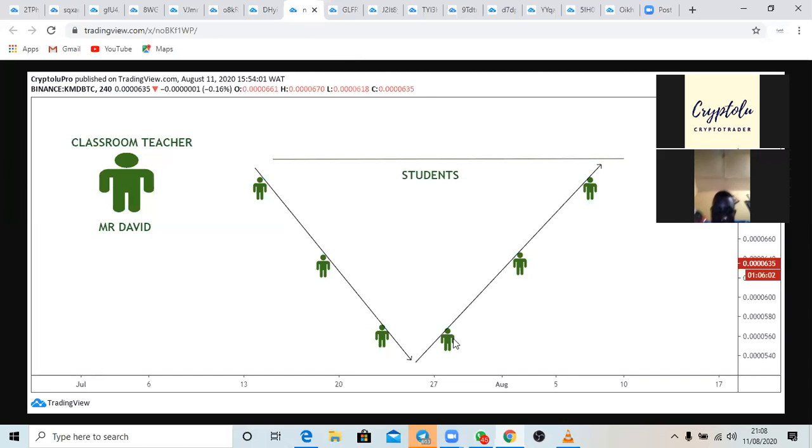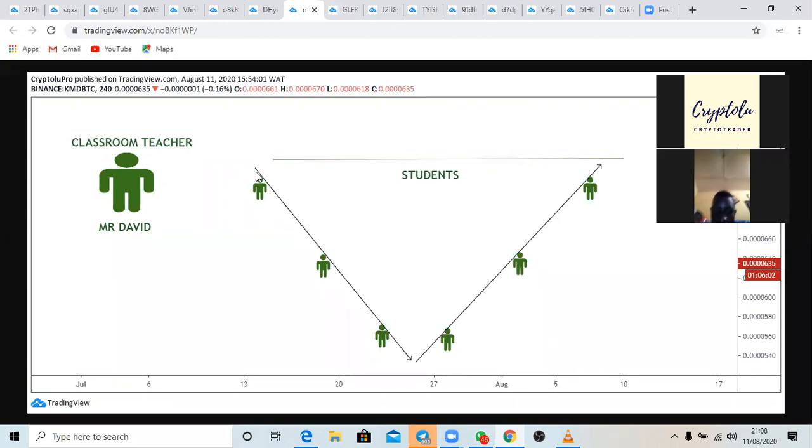And for these last three students here, the line in front of them is serving as a resistance. That is, it is not allowing them to cross through like the first three too. So they won't be able to cross through until they can break above it.